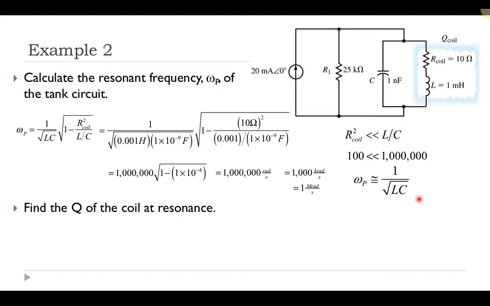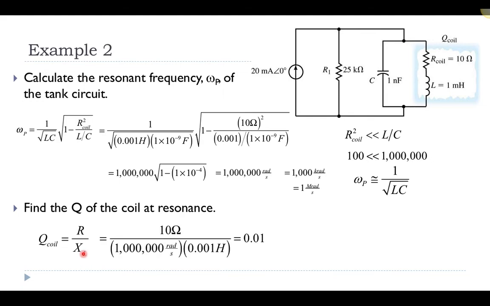I can also determine what the quality factor is of the coil at resonance. So this is not the whole quality factor of the whole circuit, it's just the quality factor for the coil. And so looking at what this inductance is, what this coil resistance is, I can actually determine for the coil what is the quality factor. And it's just the resistance over the inductive reactance. And so this is 10 ohms over the angular frequency times the inductance. It's a very, very small number, that quality factor for the coil.